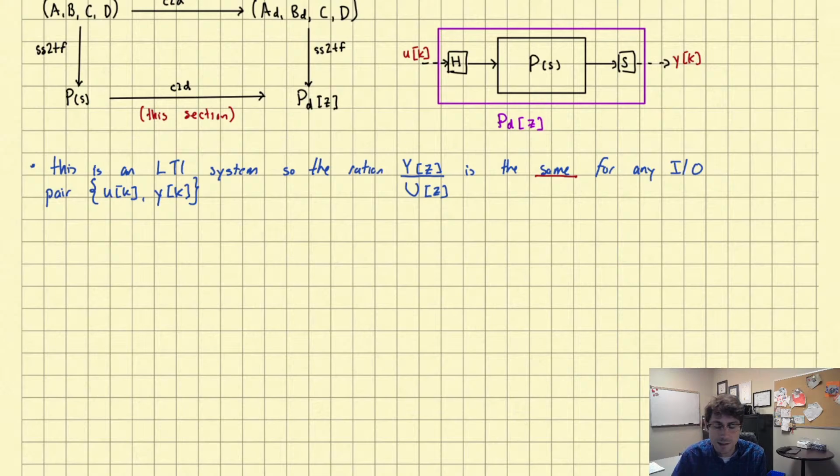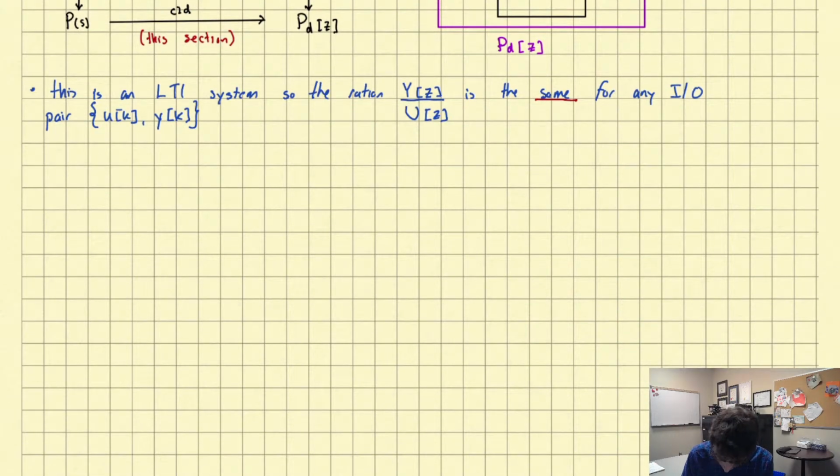So it's just easier to take this to be the unit step, because then this signal will also be the continuous time unit step. And that is just a convenient choice. Any input-output pair will work, but let's just pick a convenient one. Use the step. Okay, so here's our procedure. I'm going to pick the step input for u, for the reasons I just discussed.